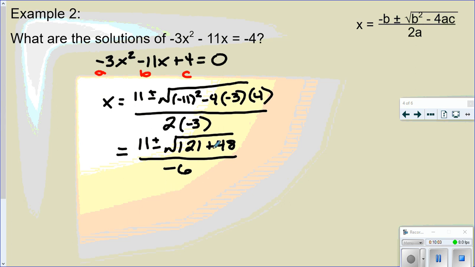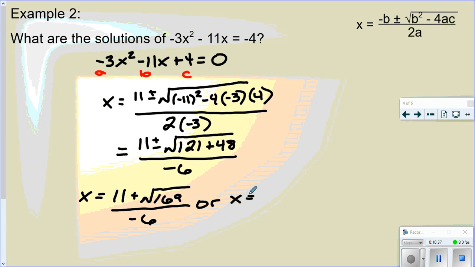Again, it's just an exercise in order of operations. So it means be careful. Take your time. Go through it step by step. So I'm going to add the 121 and the 48 together, and then I'm going to split this apart. Right. So these are going to add to 169. So now I have x equals 11 plus the square root of 169 divided by -6, or x equals 11 minus the square root of 169 divided by -6.